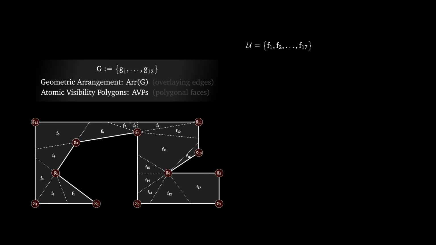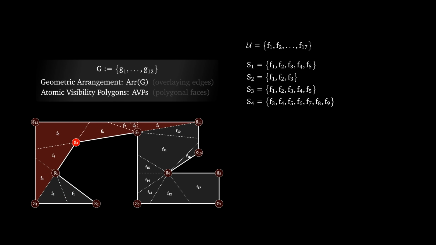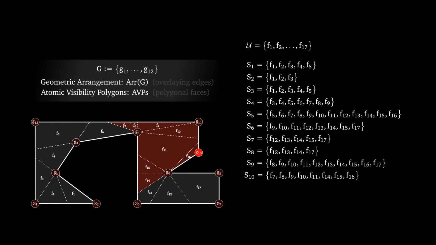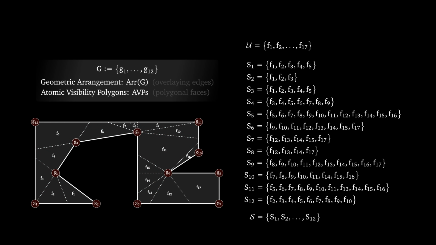The set S1 is then the set containing all faces visible from guard number 1. In this case these are F1, F2, F3, F4 and F5. Similarly, S2 consists of the faces visible from guard 2. By doing this for all possible guard positions, we obtain a collection of available sets, which together define calligraphic S. And now we have a set cover problem as we've seen previously, and we can model it as an integer linear program.